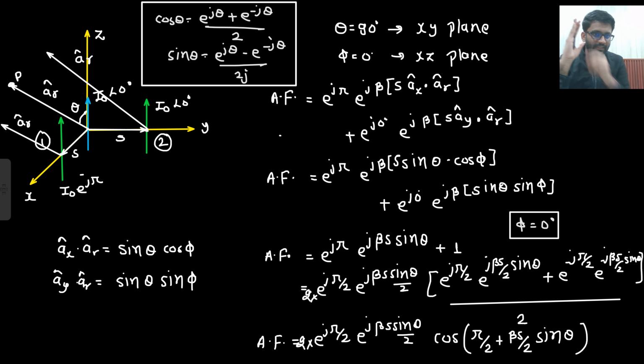If this black one is my z axis, and this other pen is my x axis, then point P is somewhere here on my palm only. If you join this point P, and this is your AR cap, what is the angle between this S vector and AR cap? That is 90 minus theta. Right? The angle would be 90 minus theta.